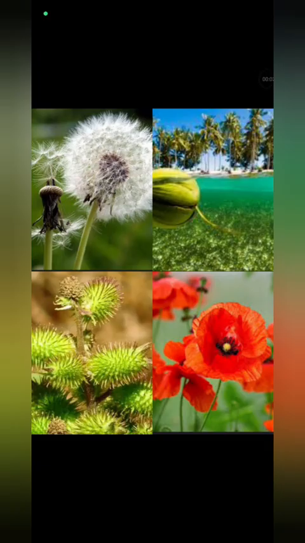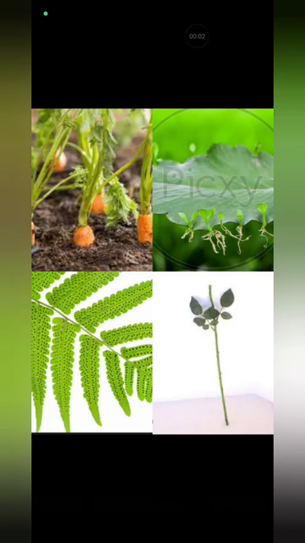Dispersal of seeds. Seed dispersal is the process of spreading seeds away from the parent plant. It helps plants grow in new places. Seeds are dispersed by wind, example dandelion; water, example coconut; animals, example mango; explosion, example pea pod; gravity, example apple falling.